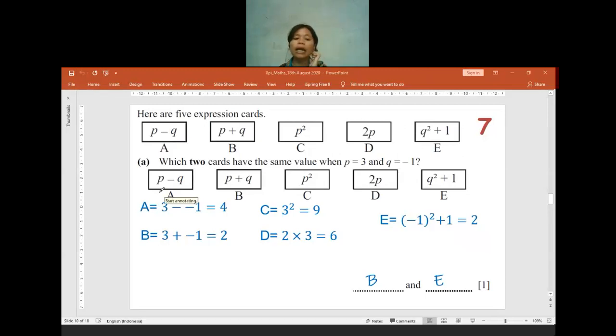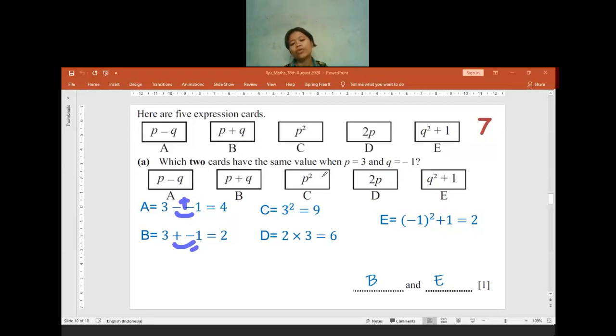So let's start from card A. Card A has P minus Q. The P is 3, the Q is -1, so it will be 3 minus -1. Minus and negative, we can combine them to become plus. So 3 plus 1 will be equal to 4. For card B, P plus Q, so it will be 3 plus -1. Plus and minus, we can combine them to become minus, sorry. So 3 minus 1 will be equal to 2.